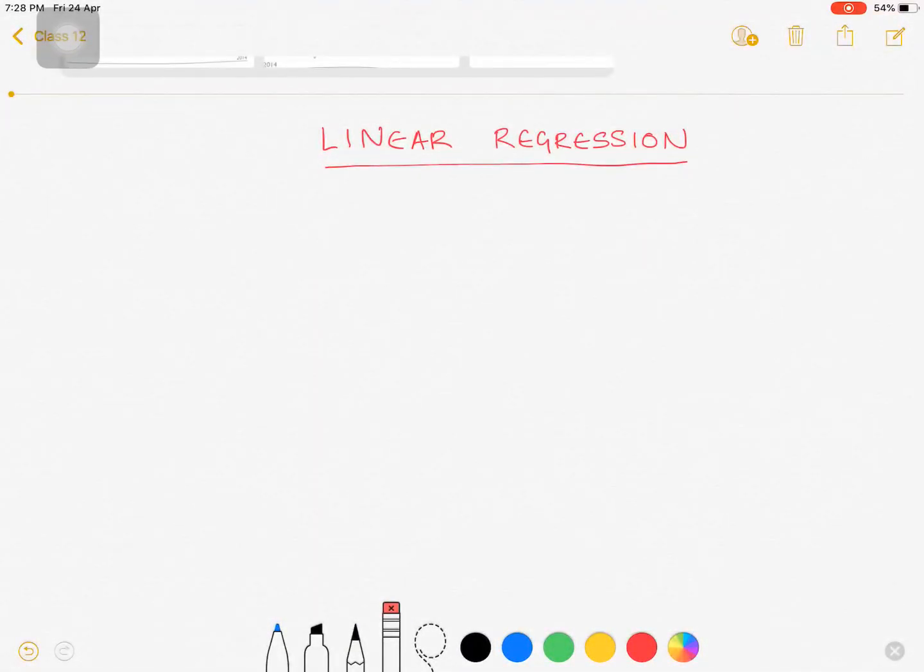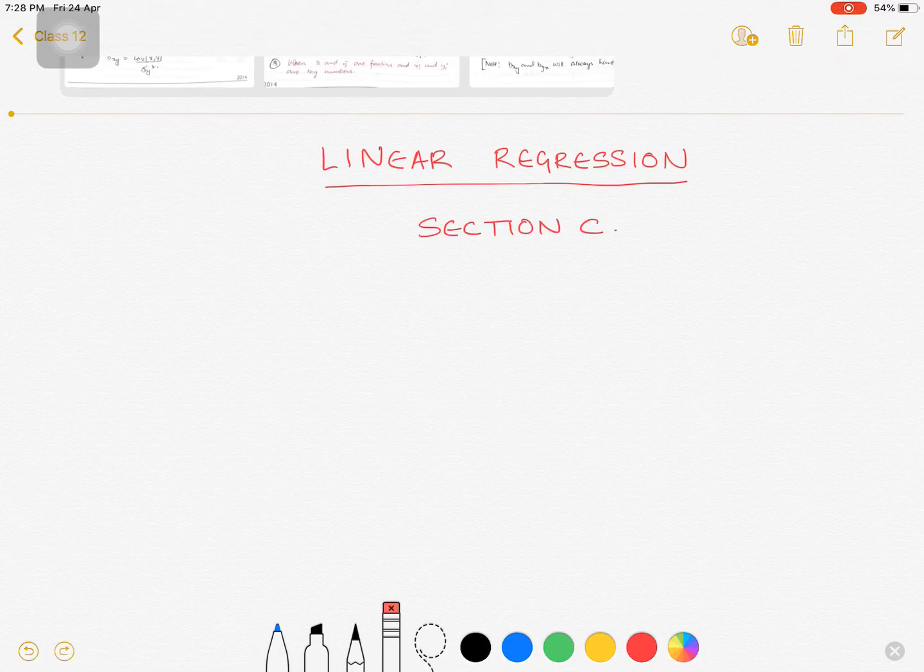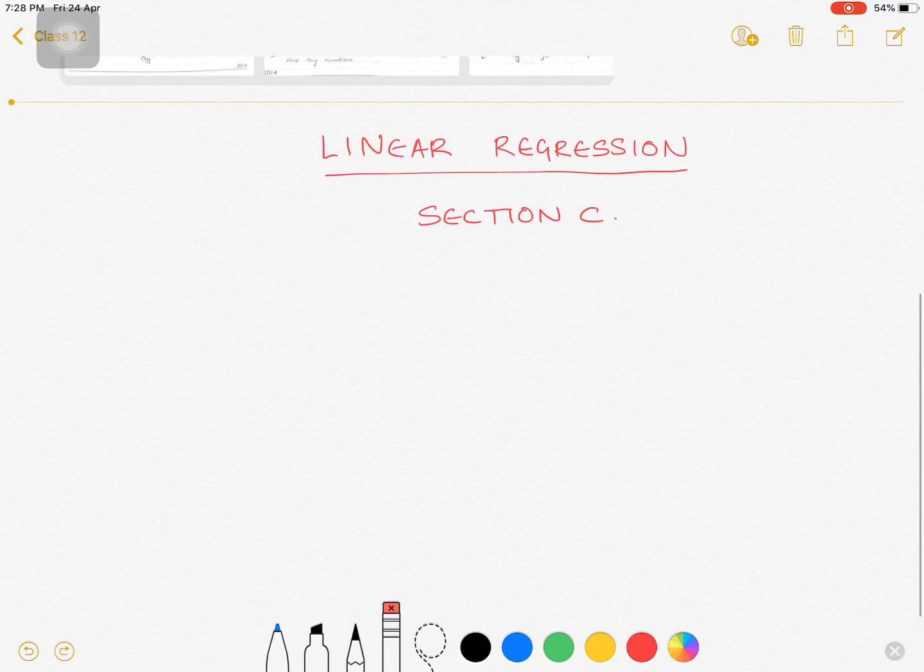Okay, today we are going to start a new chapter, linear regression. This chapter falls under section C. You know section C is of 20 marks, out of which linear regression will come, you may say, 6 to 8 marks. One of the easiest chapters.